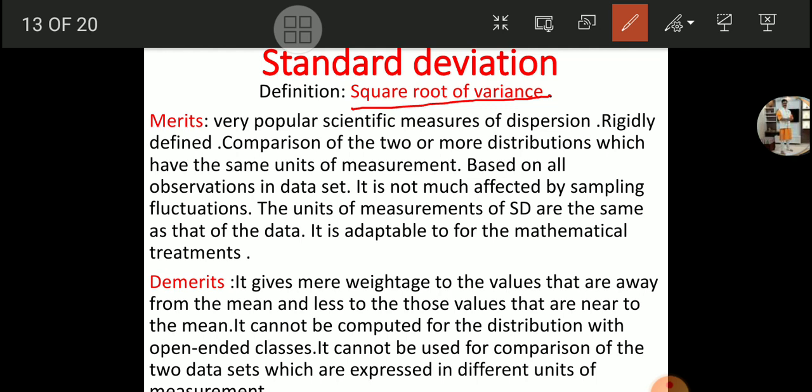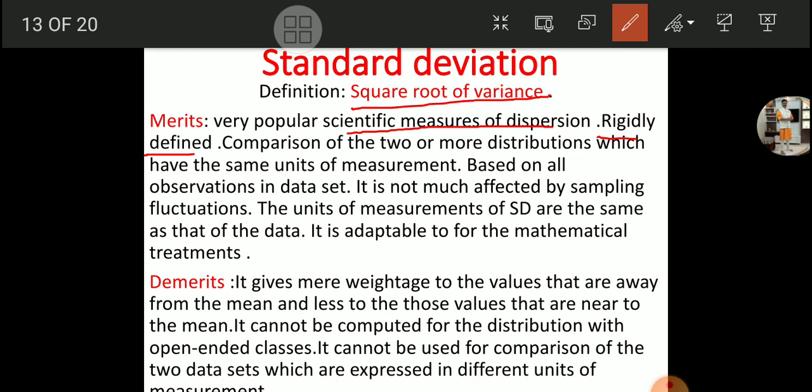It is a very popular scientific measure of dispersion. I would like to give you an idea, my friend students: whenever you open research papers, or go through the theses of PhD work or research work or some projects, standard deviation plays an important role as a measure of dispersion. That is required, isn't it? It is rigidly defined, so there is a formula for calculation of a standard deviation.